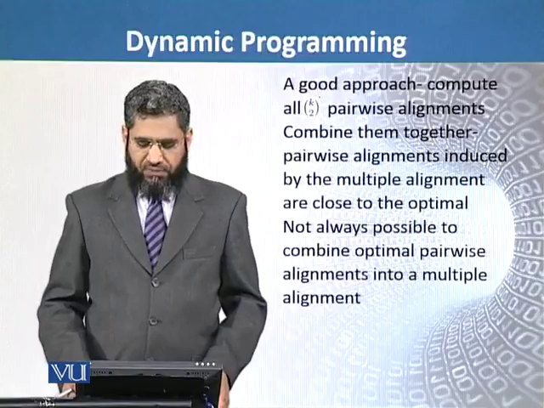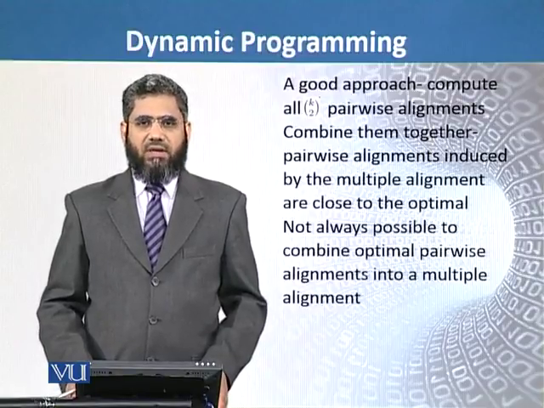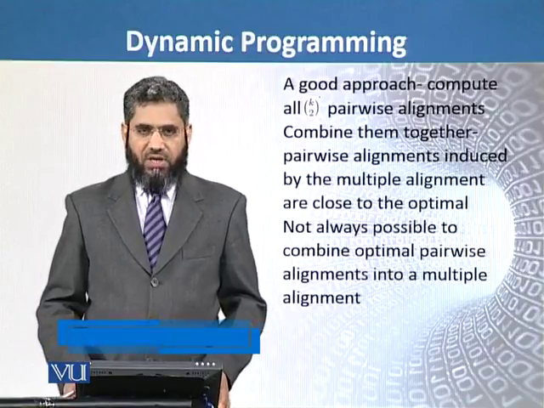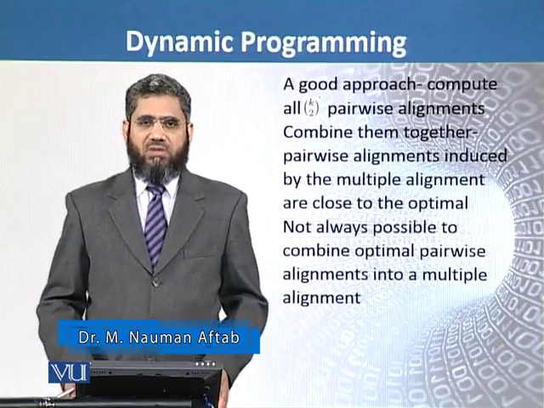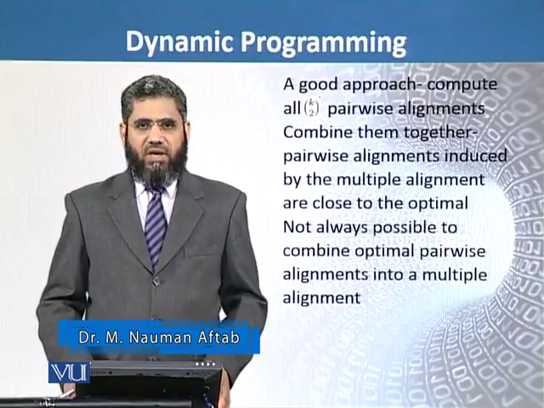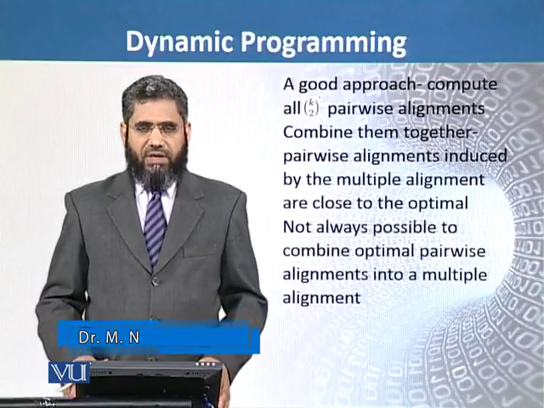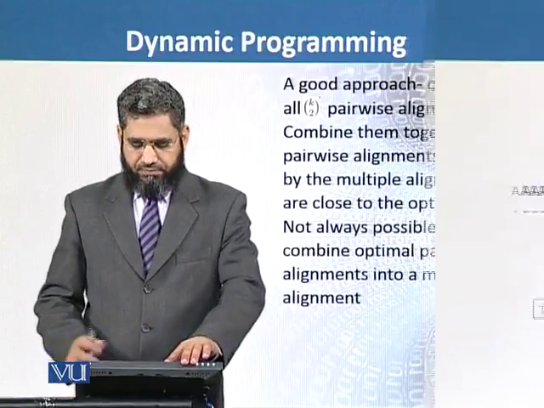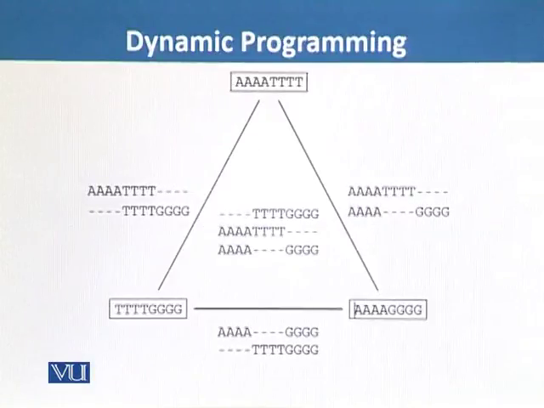Sometimes it is not possible to combine the pairwise alignments to get the optimal answer, because sometimes the pairwise alignment is not the optimal one and it cannot be compared with the other pairwise alignments. So here we can see that sometimes we can create pairwise alignments, and then after creating them we can combine all these pairwise alignments into a multiple alignment.